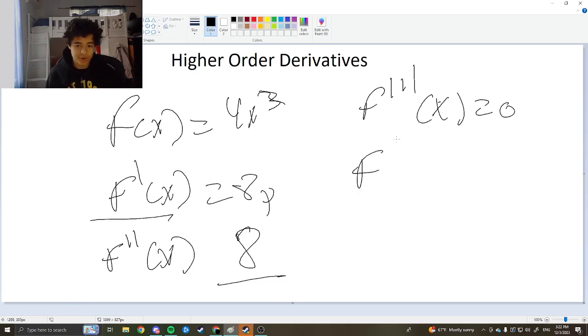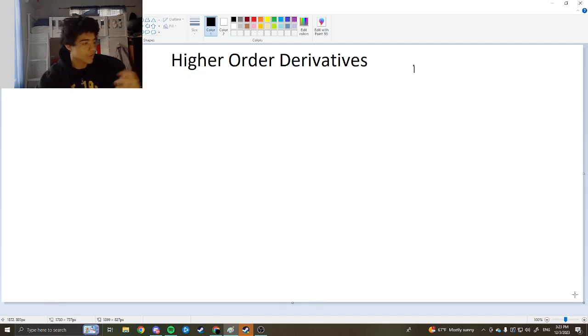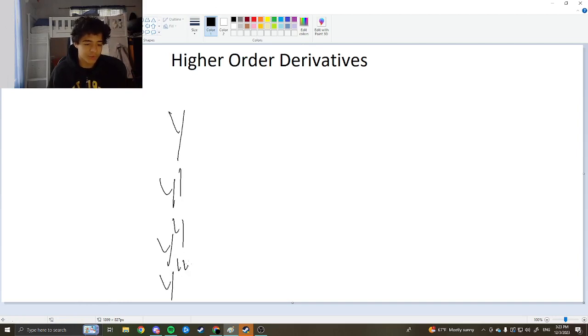Anything after 3, you just write 4, right? You just write the number up top of x. So this is the notation. It's just f prime, f double prime, f triple prime, and so on and so forth. But if you write it, instead of f of x, as y, you can write y prime, and then y triple prime, right?